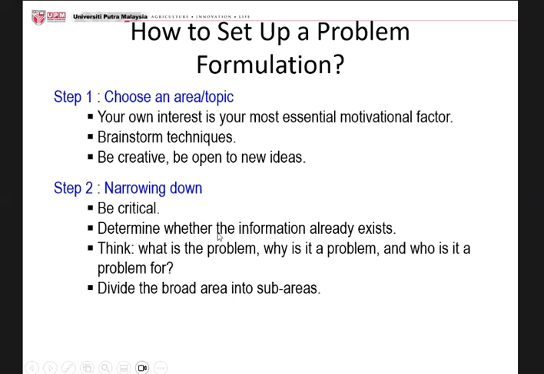Be critical, determine whether the information already exists. Think, what is the problem? Why is it a problem? And who is it a problem for? And then divide the broad areas into sub-areas.